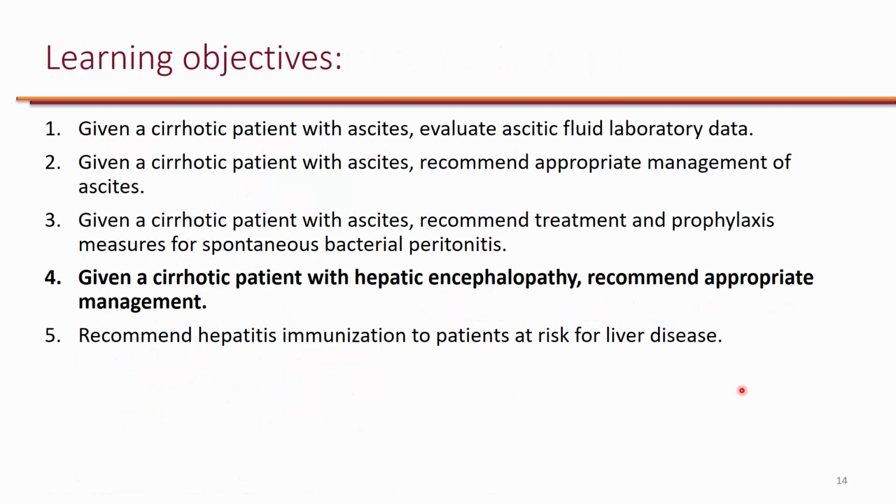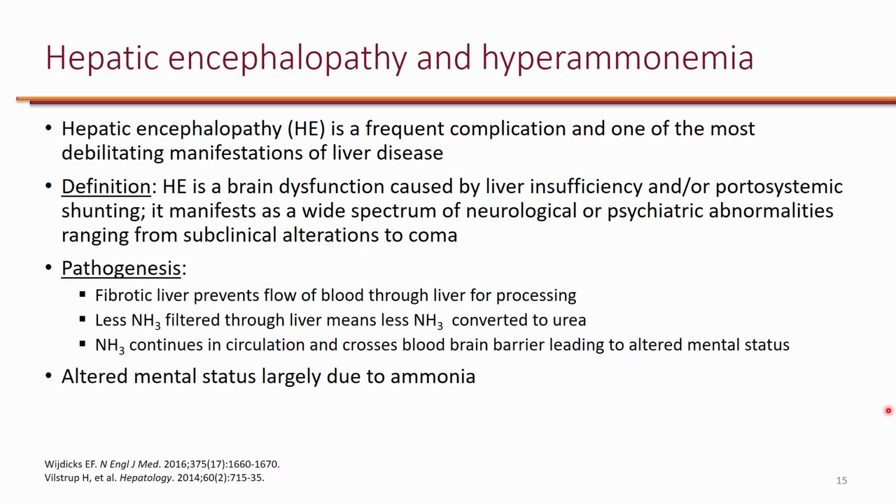The next learning objective is: given a cirrhotic patient with hepatic encephalopathy, recommend appropriate management. Hepatic encephalopathy is a frequent complication and one of the most debilitating manifestations of liver disease. By definition, hepatic encephalopathy is a brain dysfunction caused by liver insufficiency and/or portosystemic shunting. It manifests as a wide spectrum of neurological or psychiatric abnormalities, ranging from subclinical alterations to coma.